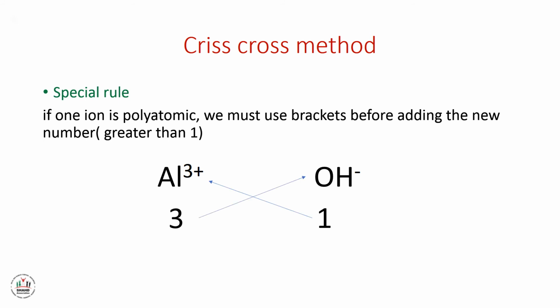Now we cross. Al times 1 is Al. 3 times OH. Now we use the brackets because we have polyatomic anion. So we place brackets and multiply it by 3, so (OH)3.